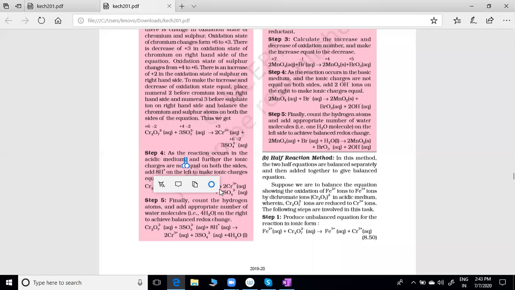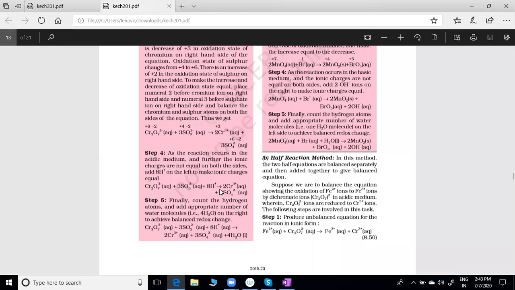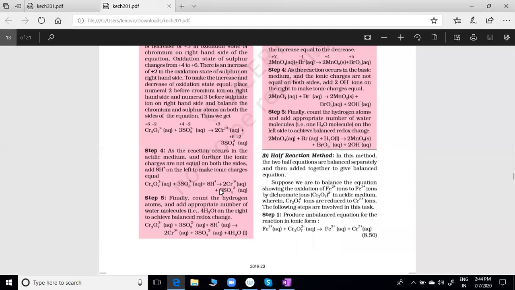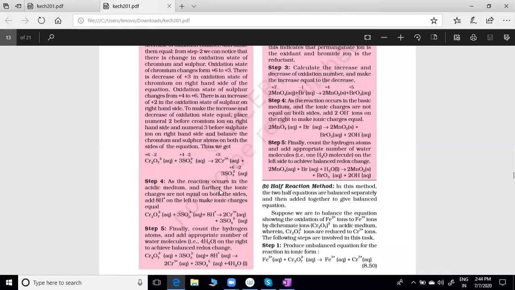As the reaction occurs in the acidic medium and further the ionic charges are not equal on both sides, add H plus ions on the left side to make the ionic charges equal. Then finally you have to balance oxygen atoms. Is it correct? Here I am following only the steps. I am not writing any new steps. Everything I am writing is the same step. Clear? So next they are balancing charge. We can see how they are balancing.